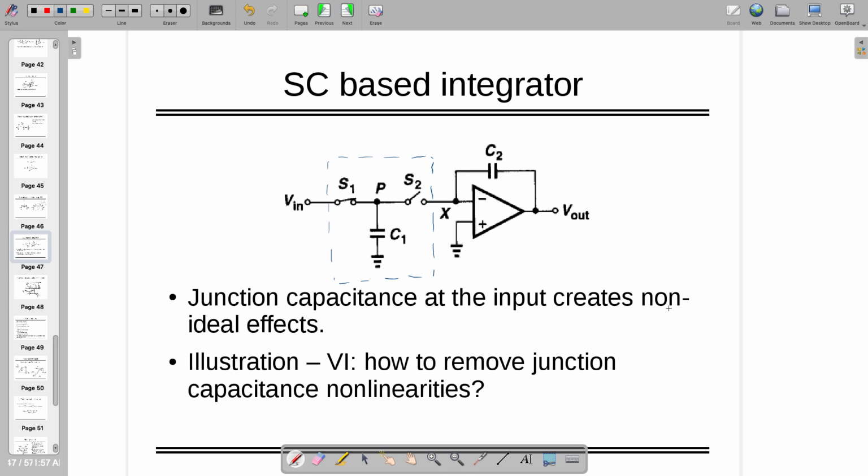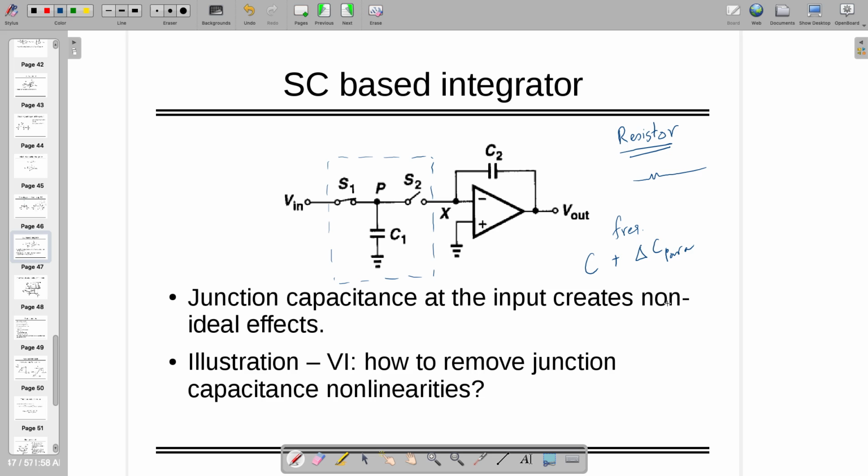So junction capacitance at the input creates non-ideal effects, as pointed out by Nazrul. I don't know whether he wanted to tell that or not. The resistor which you are seeing might not be the linear resistance which is exactly seen there. You might have some different things, or it is depending on the frequency. Look, there are lots of depending parameters, and it's not only the capacitor but the capacitor which is connected here plus some parasitic capacitor, right? So junction capacitance at the input creates non-ideal effects.